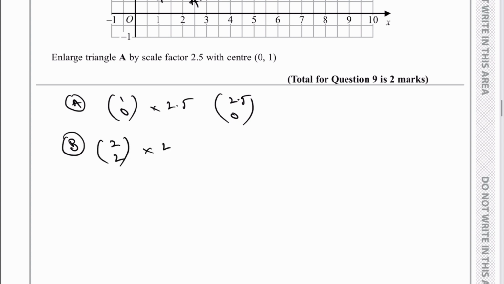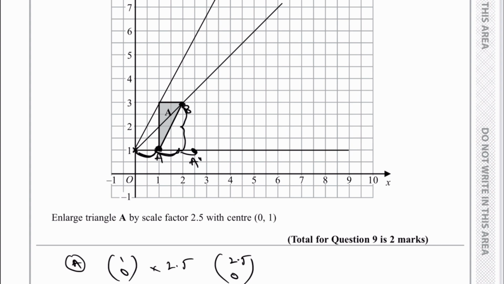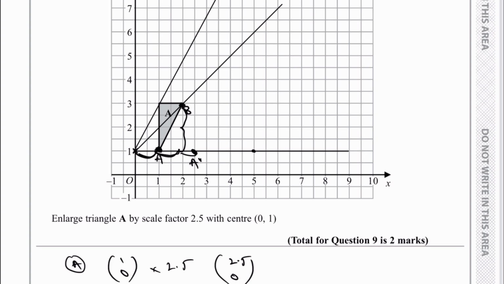Okay, I'm going to multiply that by 2.5. So therefore now that's going to be a vector of 5, 5. And if I go back, that's going to give me 5 jumps along, so that's all the way to here. And then it's 5 jumps upwards, and it's all the way to there. And that's going to give me point B1. Okay, now if I've done my job correctly, then the new location of each of the vertices is going to be on the lines of enlargement. So it just gives me that level of confidence that I'm doing the right thing.